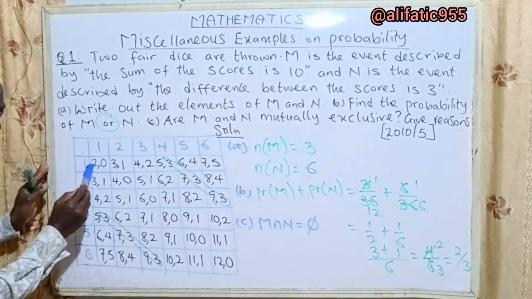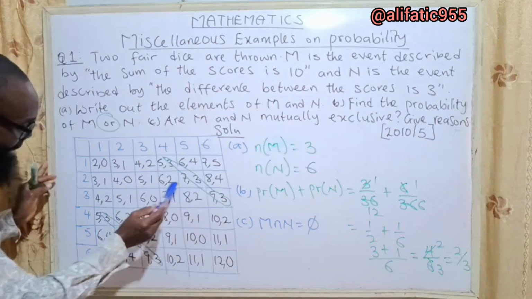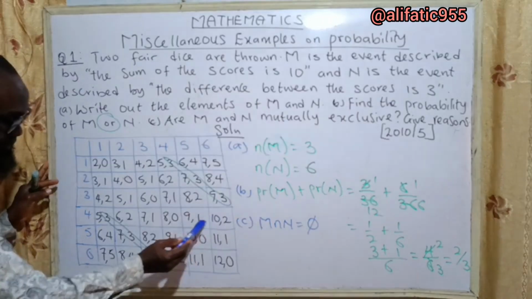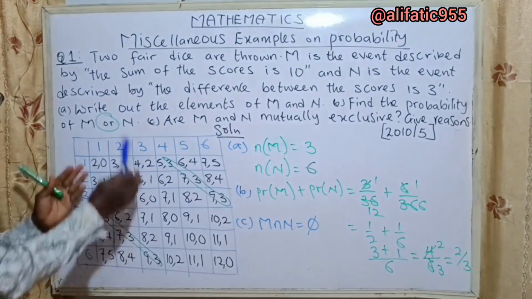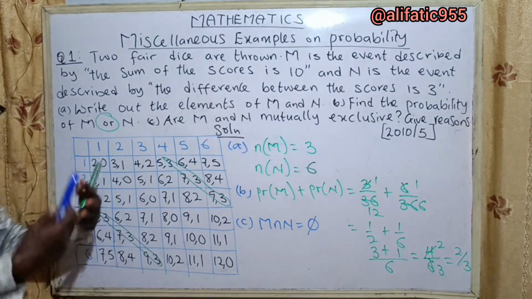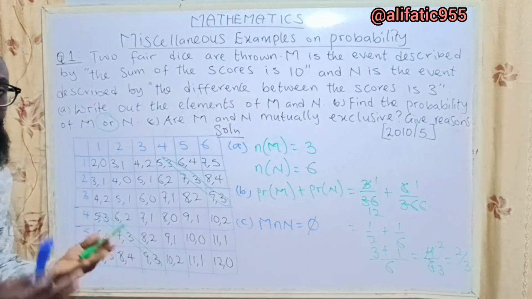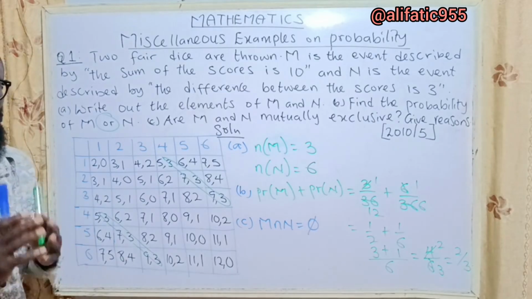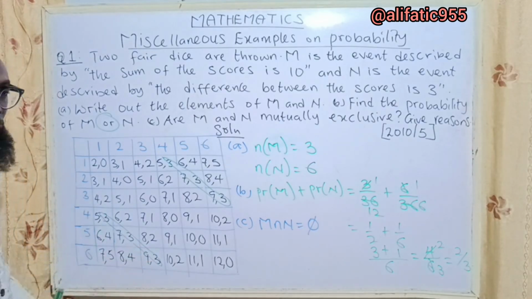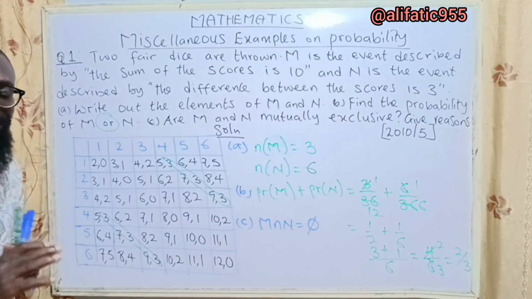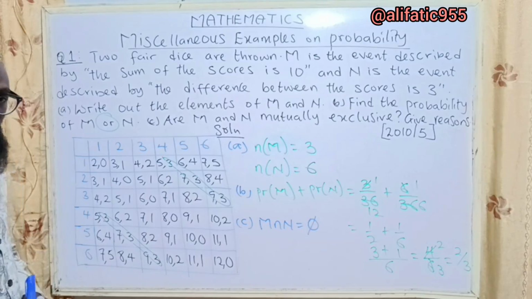Look at everything here. When you look at all the numbers here, there's no number that is the same. Maybe after we add and we subtract, we now have the same number, no number. So in this case, M does not depend on N. They are both mutually exclusive because they do not have any intersection, anything in common.